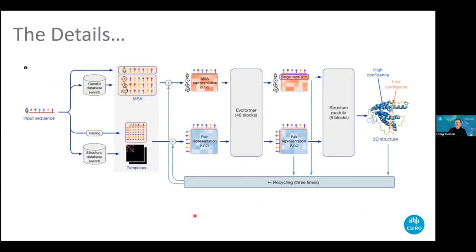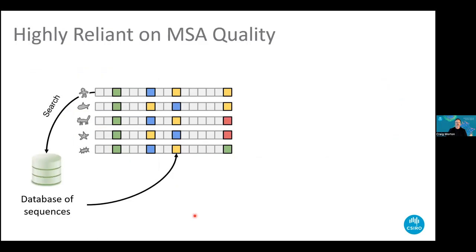So, what's important when you're putting sequences in? What's going to make it work better or worse? The whole AlphaFold2 process is highly reliant on the quality of your multiple sequence alignment. If you can't find good matches for your sequence in the database, it's not going to work.